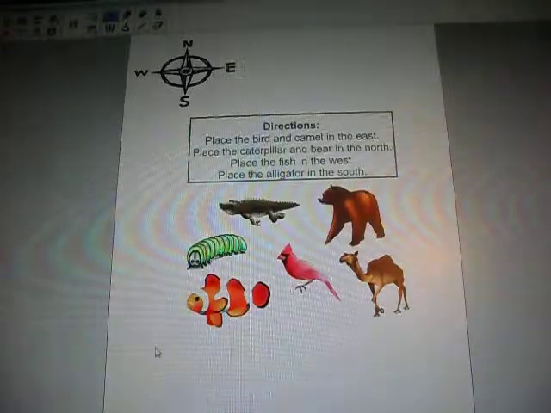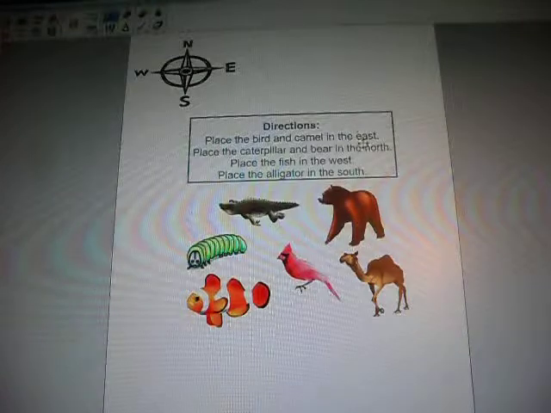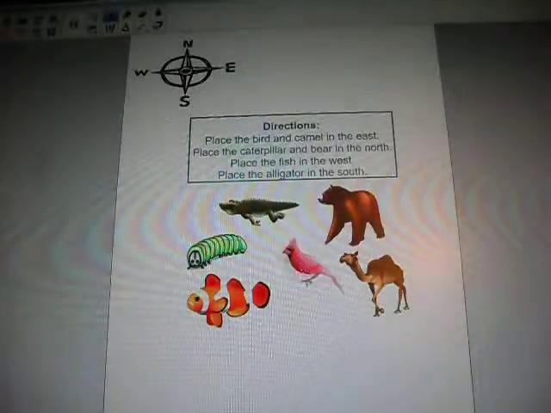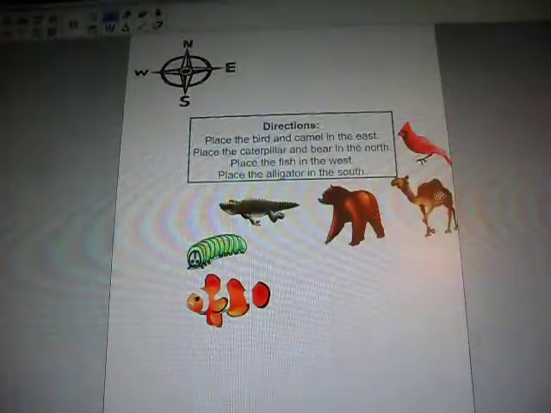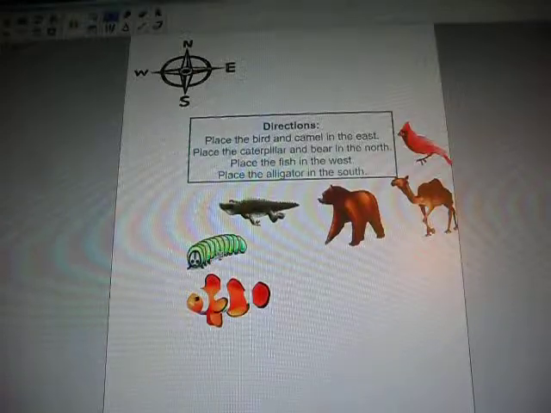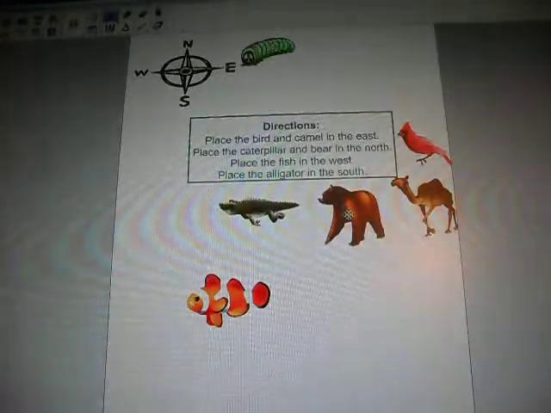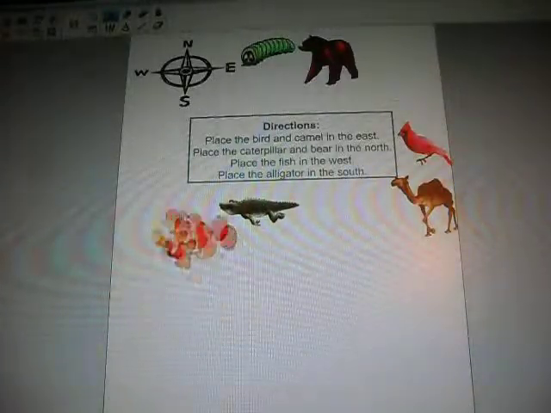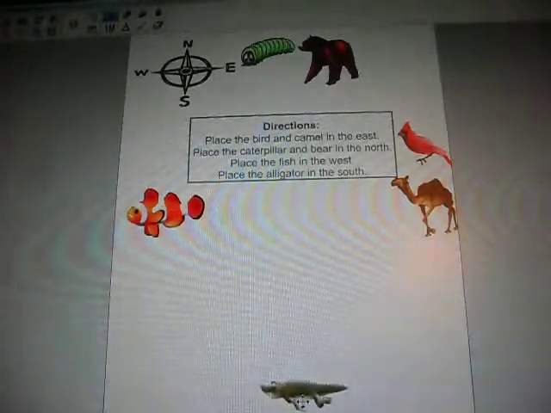In this slide, what the children will be doing is reading the directions and placing the correct animals in the correct area of the paper. They will place the bird and the camel in the east, so the bird is going to be over here and the camel is going to go over here. The caterpillar and bear will be in the north, so they'll be able to move those. The fish will be in the west, and the alligator will be in the south.